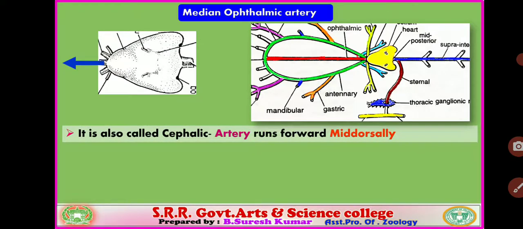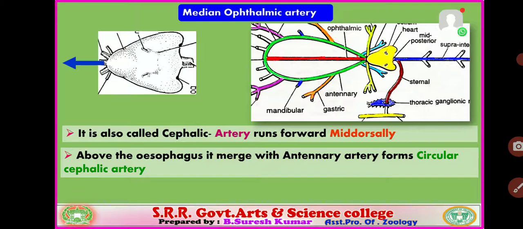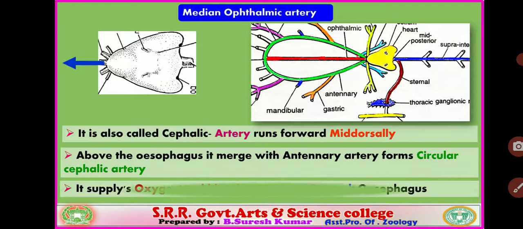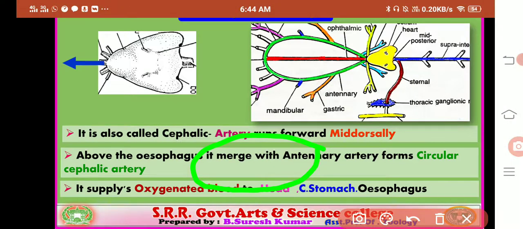The red color earmarked tube in front of the heart is median ophthalmic artery. It is also called cephalic artery. It runs forward mid-dorsally above the esophagus. It merges with antennary artery and forms circular cephalic artery. It supplies oxygenated blood to head, cardiac stomach and esophagus.